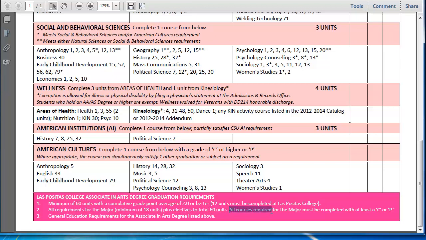And remember, all courses that are required for the major must be completed with either a C or a pass. That basically means you cannot just have a D in it. You will not be eligible for your degree.